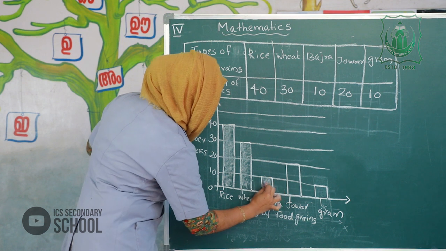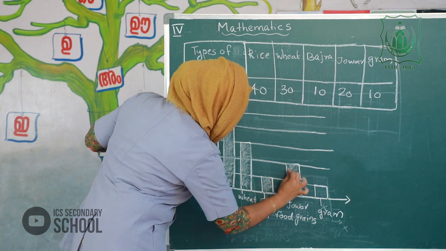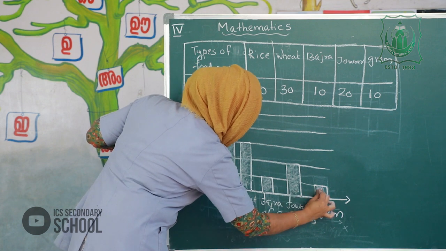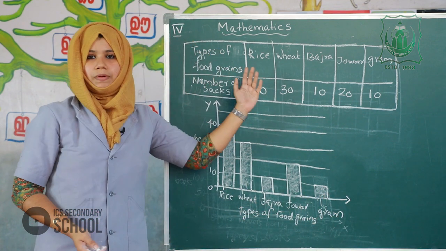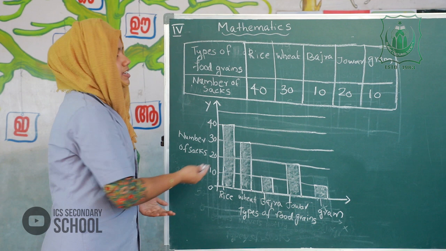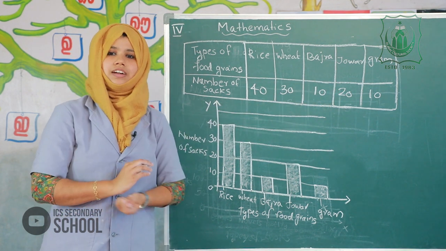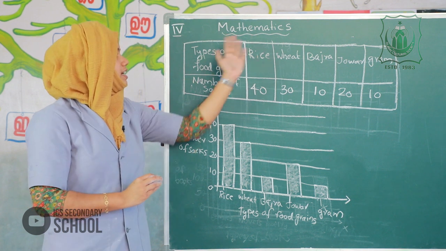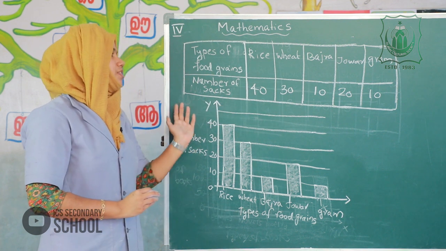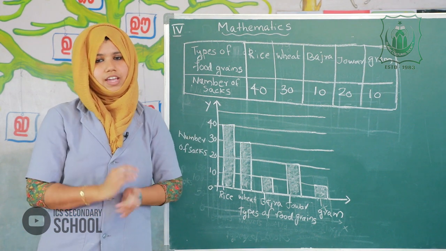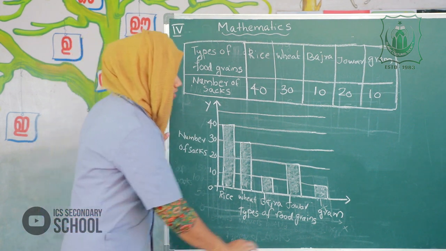Okay. So from this bar graph, clearly understand which food grain is at maximum. Which food grain is maximum, and that is rice, 40. And which is minimum? It is gram. Is it clear that? This is a bar graph representation of this data of food grains. Okay, is it clear?